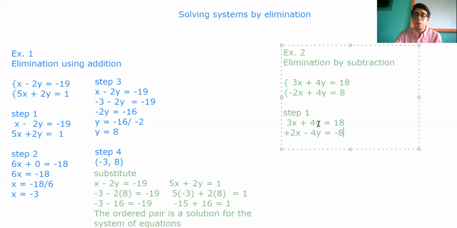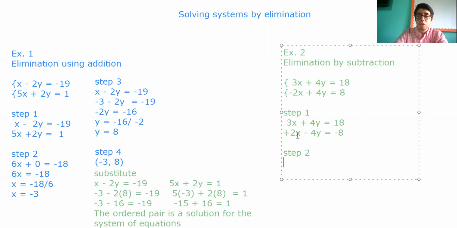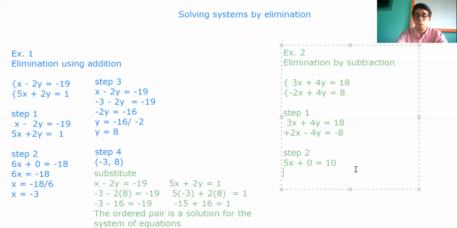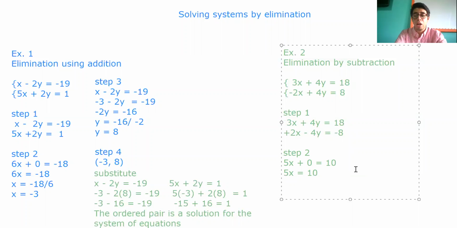And when we add, I only solved this part of the addition and we finish, I think. In step 2, 3 plus 2 is going to be 5x, and plus 0. Why 0? Because 4y minus 4y is going to be 0. And here I obtain that 18 minus 8 is 10. So you say that 5x is going to be equal to 10, and you have that x equals 2, because we divided 10 by 5.